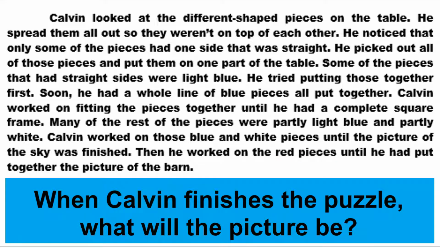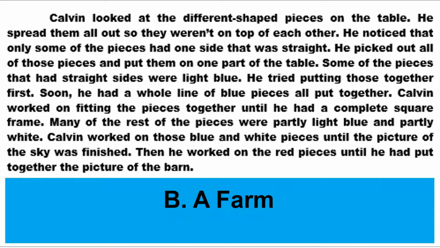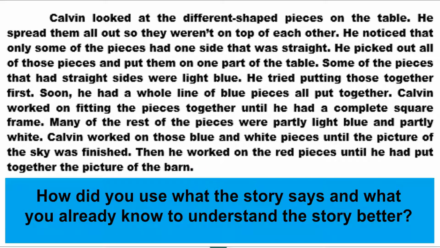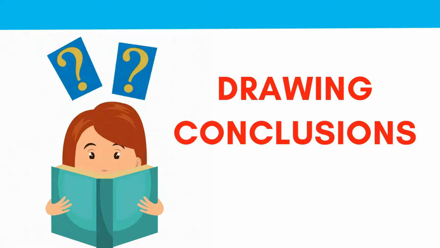Fifth question, when Calvin finishes the puzzle, what will the picture be? A. A school. B. A farm. C. A bowl of fruit. If your answer is B, a farm, then you are right. The story doesn't say that the finished puzzle is a picture of a farm, but we know that barns are usually on farms. Last question, how did you use what the story says and what you already know to understand the story better? If you answered using drawing conclusions to derive the correct answers, then you have clearly understood today's lesson.